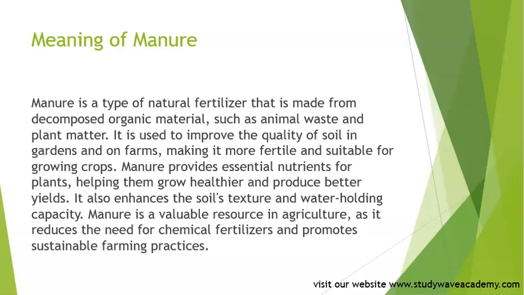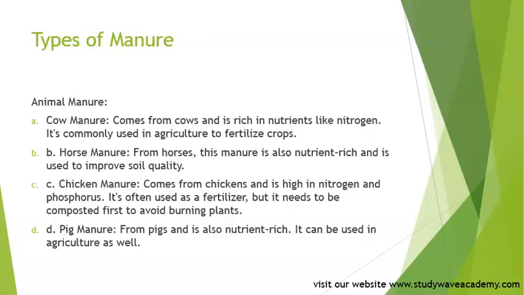So manure is a natural fertilizer. It's made up of decomposed organic materials like animal waste, plant matter, dead plants. That is what we mean. And it's very good for the soil because it serves as a food for the soil. Okay, now we are going to be looking at types of manure.